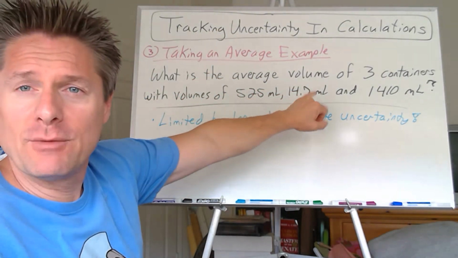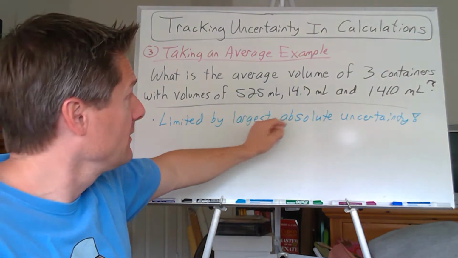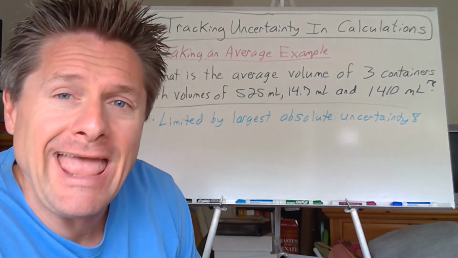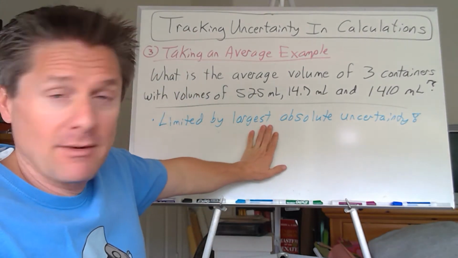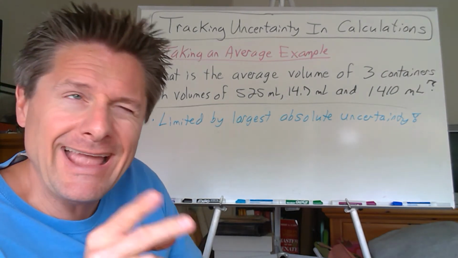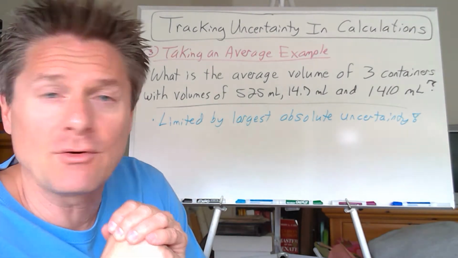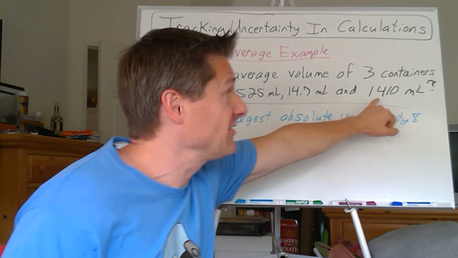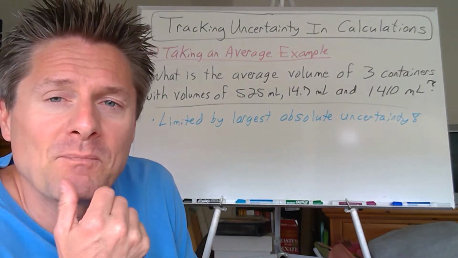What's the average volume of 3 containers, right, with volumes of one of them 525 milliliters, the other 14.7 milliliters, and the third one, 1,410 milliliters. No decimal point there. Right? Remember, when you're taking an average, you're limited by the largest absolute uncertainty, i.e. fewest number of decimal places, but I would always recommend going by largest absolute uncertainty. And I'm forcing you here because that is 1 decimal, that does not, and that certainly does not. So you're going to have to think in terms of largest absolute uncertainty in order to do this problem.